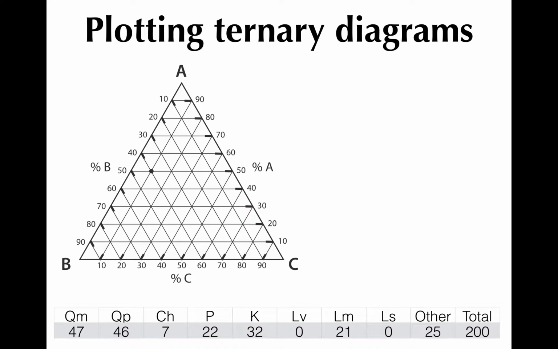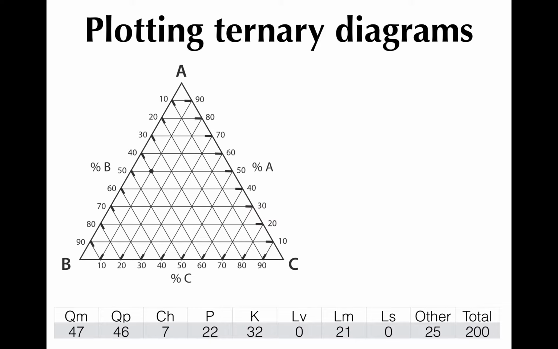So here's a set of data, raw point count data. QM stands for monocrystalline quartz, QP polycrystalline quartz, CH is chert, P is plagioclase, K is K-spar, LV, LM, and LS are all lithic fragments of volcanic, metamorphic, or sedimentary origin. The other category is a place to put counts that do not fall under any of the other categories.